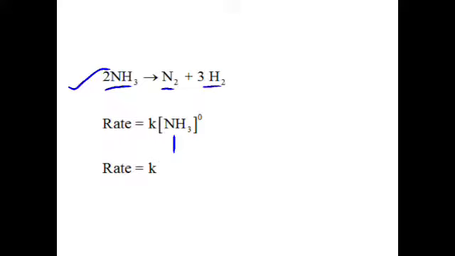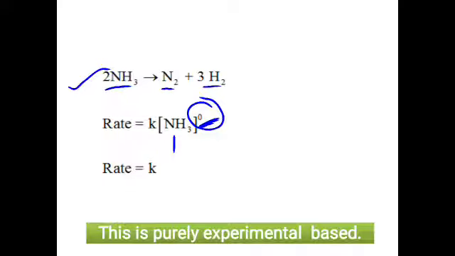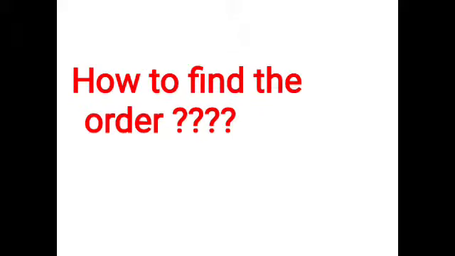So finding this power, which is also called the order of a reaction, is purely experimental. So by seeing a balanced equation, writing the order will be totally wrong, because you cannot write the order for a reaction; it has to be done experimentally. So that is what you are going to learn in this video. Let us explore in more detail how to find the order of a reaction.